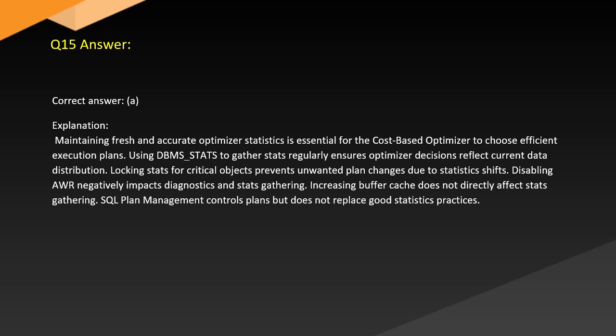Answer. Correct answer: A. Explanation. Maintaining fresh and accurate optimizer statistics is essential for the cost-based optimizer to choose efficient execution plans. Using DBMS_STATS to gather stats regularly ensures optimizer decisions reflect current data distribution. Locking stats for critical objects prevents unwanted plan changes due to statistics shifts. Disabling AWR negatively impacts diagnostics and stats gathering. Buffer cache does not directly affect stats gathering. SQL plan management controls plans but does not replace good statistics practices.